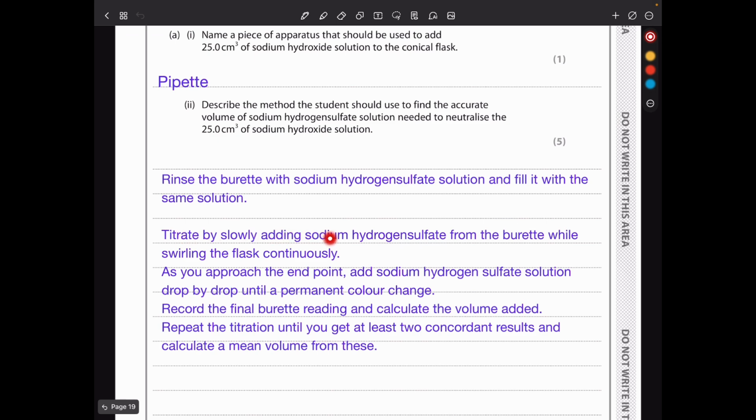So titrate slowly by adding sodium hydrogen sulfate from the burette while swirling the flask continuously. As you approach the end point, add sodium hydrogen sulfate drop by drop until a permanent color change. Then record the final burette reading and calculate the volume added. Repeat the titration until you get at least 2 concordant results and calculate the mean volume from these.